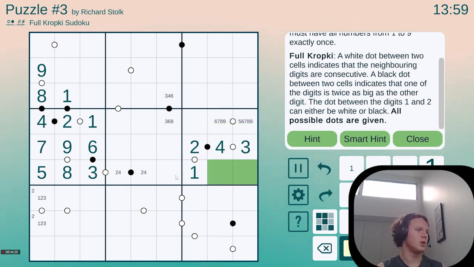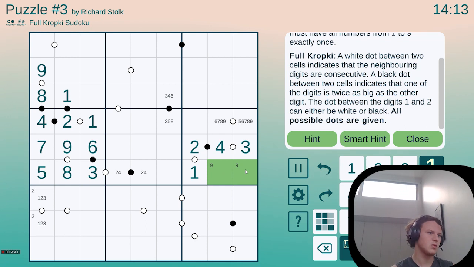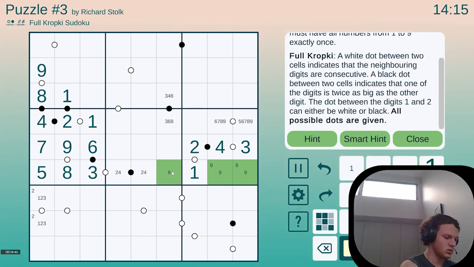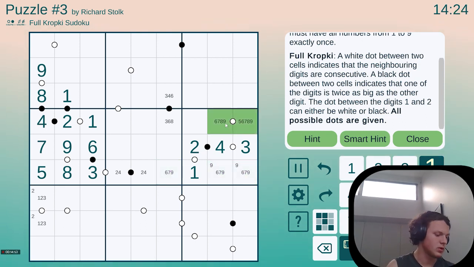So what numbers do we need in these 3? We need a 6, a 7, and a 9. And obviously these 2 can't be consecutive, so one of those 2 has to be a 9, with the 6, 7. Because if this was the 9, then that's 6, 7, and it doesn't have a white dot in it. Which means we know that this can't be the 9, 8 pair.